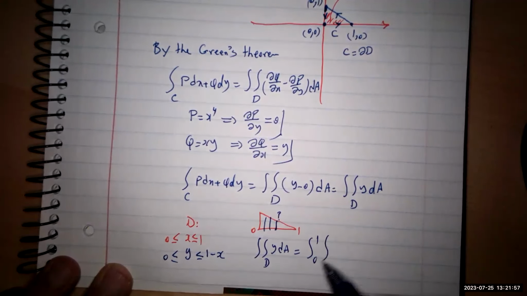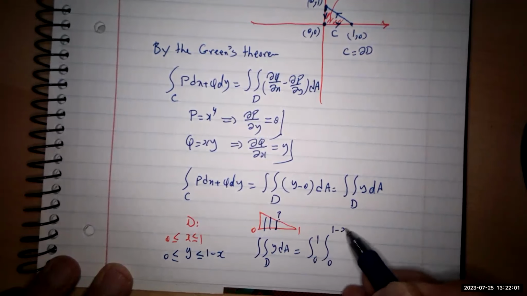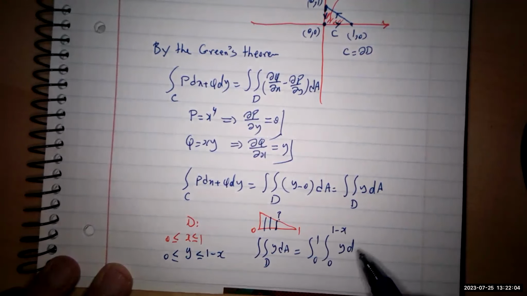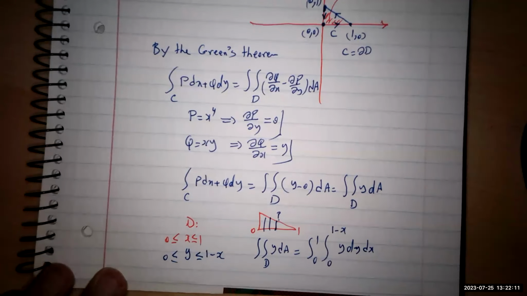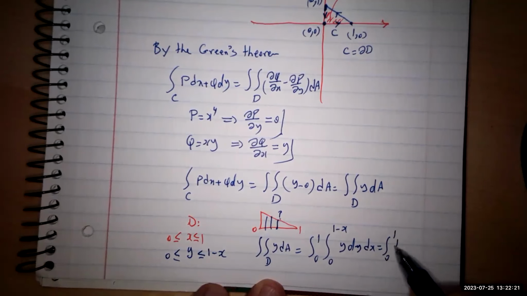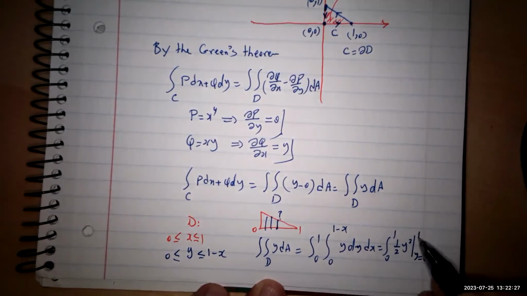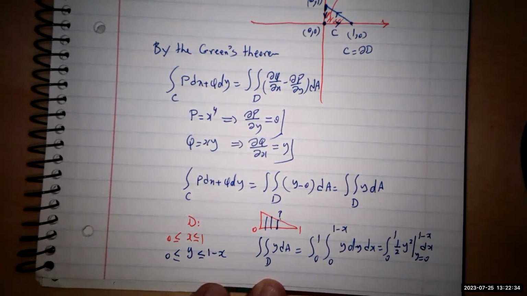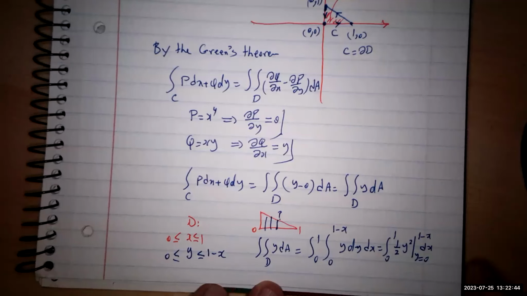Okay, so this eventually means the double integral of y dA over D would be, change your integral from 0 to 1, and integral from 0 to 1 minus x, y. We go with the y, and then we go with the x. Integral with respect to y gives you 1/2 of y squared, going from 0 to 1 minus x, and then the dx. You substitute, that gives 1/2 of 1 minus x all squared. You can bring this 1/2 out, and then easily integrate it.